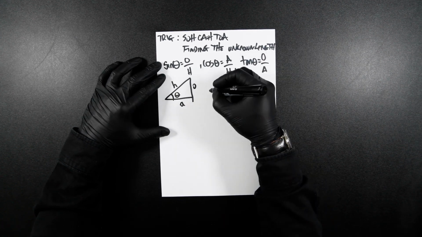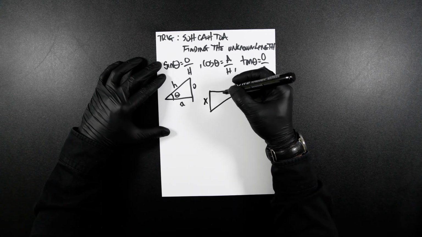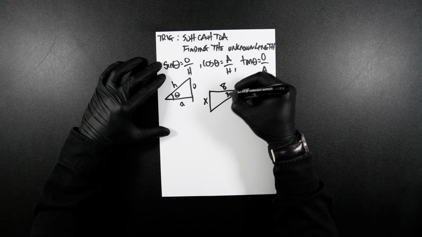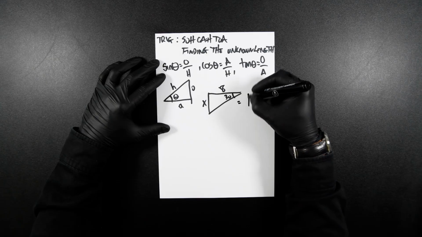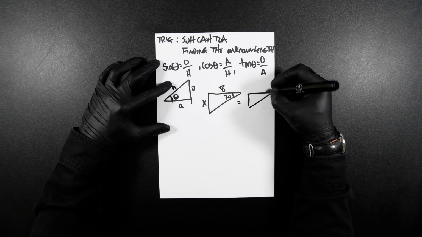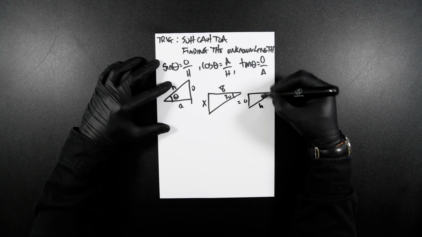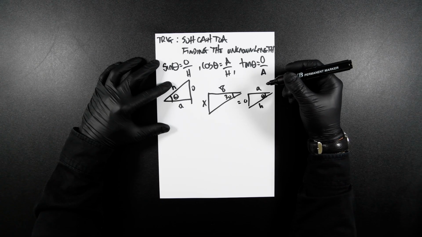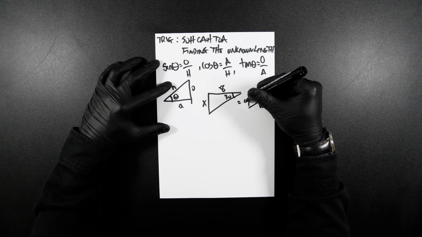So let's say we have something like this. X, that's 8, and let's give this 30. We're just free flowing this. This represented in letters would obviously be our theta. So this is our opposite, this is our hypotenuse, and this is our adjacent. We know the adjacent and we want to find the opposite.